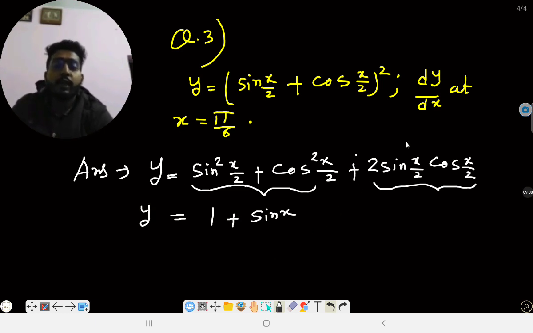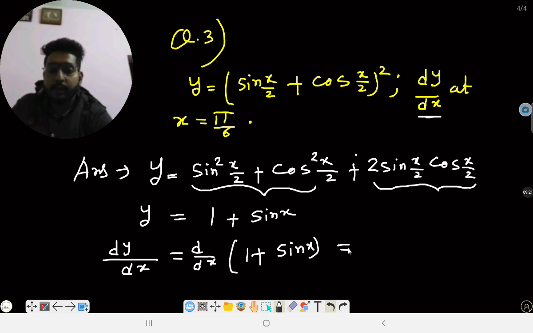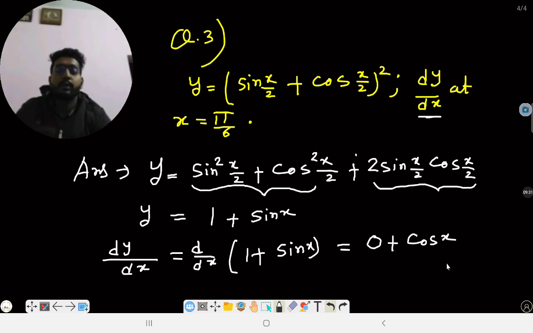Now what we need to find is dy/dx. So that means we have to differentiate with respect to x. So I am differentiating both sides with respect to x. d/dx of this one, 1 plus sine x. Now from here we can see there is a 1. What is the derivative of 1? The derivative of 1 is 0, and the derivative of sine is cos x. Now at which point? At x equals pi by 6.